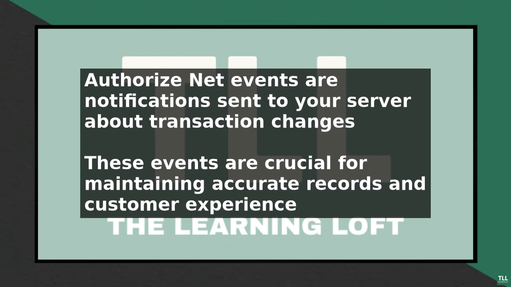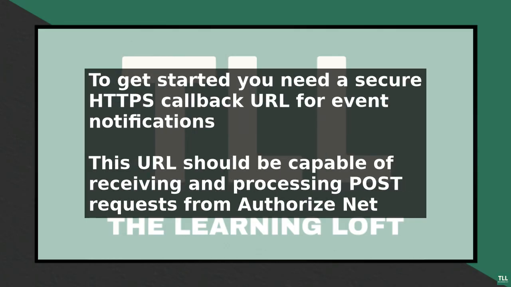These events are crucial for maintaining accurate records, updating your database, and providing a seamless customer experience. To get started, you need to set up a callback URL on your server, where Authorize Net will send event notifications. This URL should be a secure HTTPS endpoint, capable of receiving and processing POST requests.